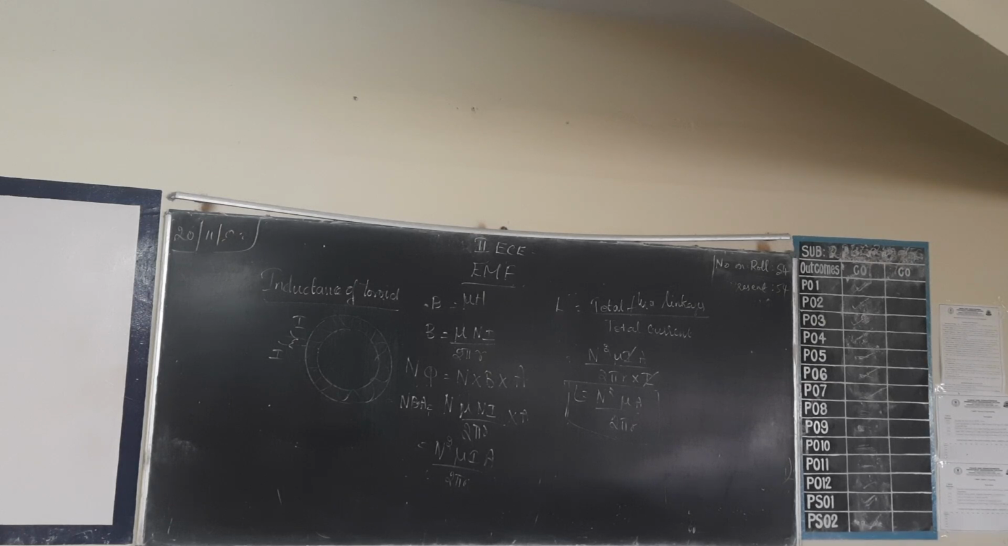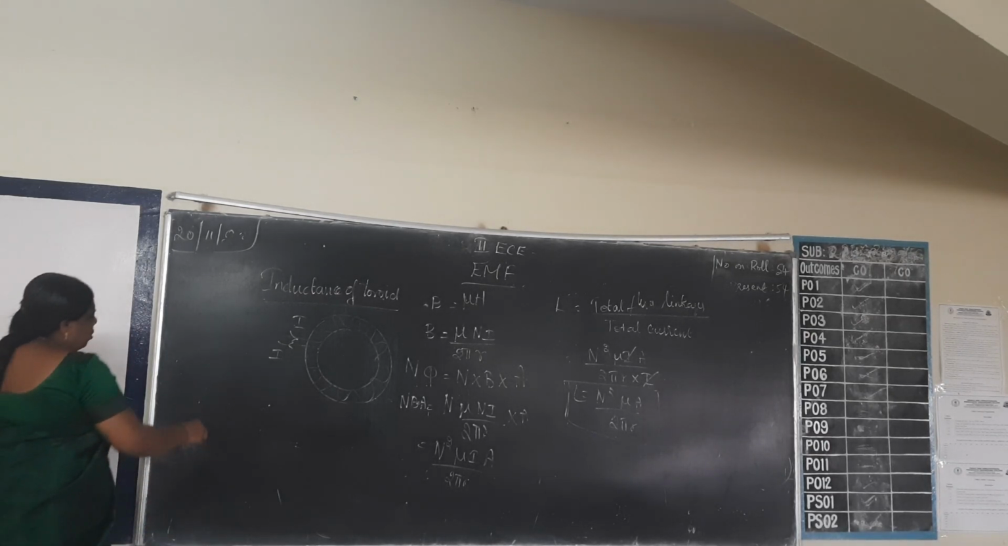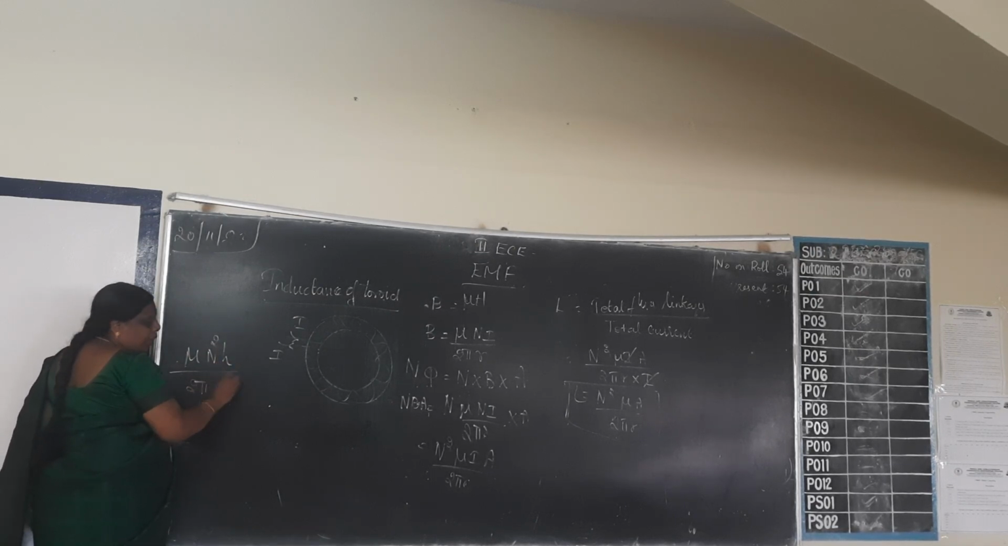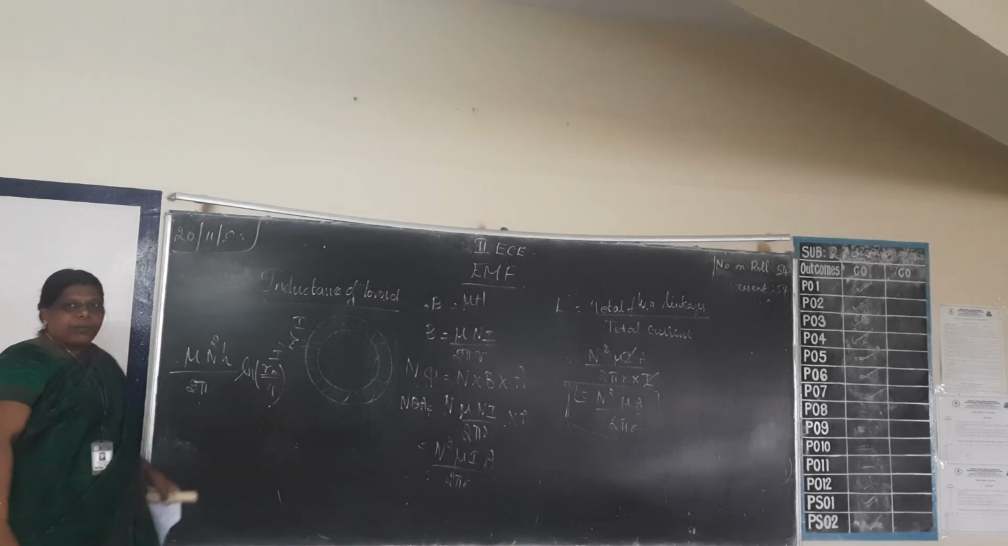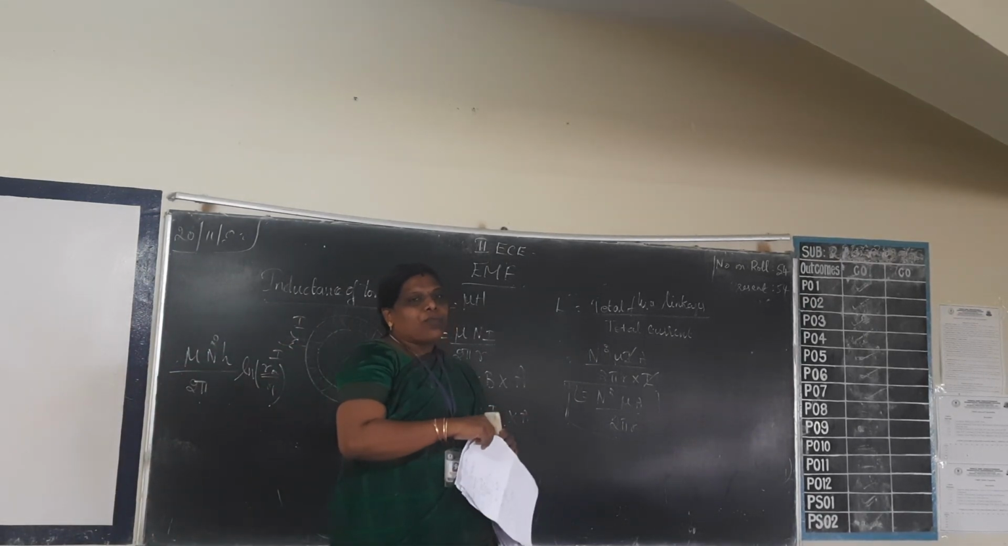L is given by mu N squared h divided by 2 pi into ln of R2 by R1. Somebody can give me the answer. What is that? Mu N squared h divided by 2 pi ln of R2 divided by R1. This finally we can write. Clear? This is the inductance of a toroid.